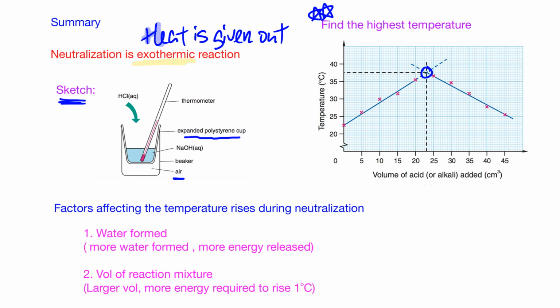If you have a larger volume of reaction mixture, more energy is required to raise the temperature. So when the water formed is getting more, but at the same time the volume is also doubled, then actually they will cancel out each other's effect. So pay attention to all these factors when you examine the temperature rise during neutralization.